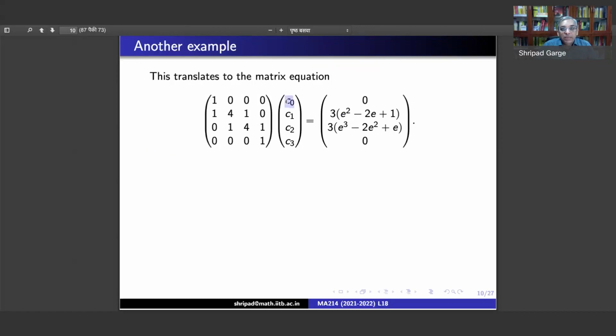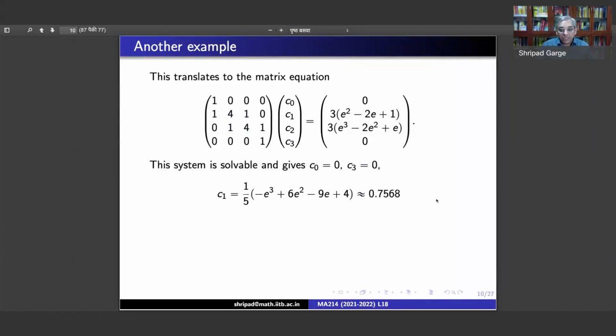Or you may simply have that C0 is 0, C3 is 0, and you have to solve for C1 and C2. So you should look at only the middle 2 by 2 matrix, which is 4, 1, 1, 4, whose determinant is 4 squared minus 1 squared, which is 15. That is invertible. So you can solve for C1 and C2 in terms of the matrix entries which are given on the right. So this system is solvable.